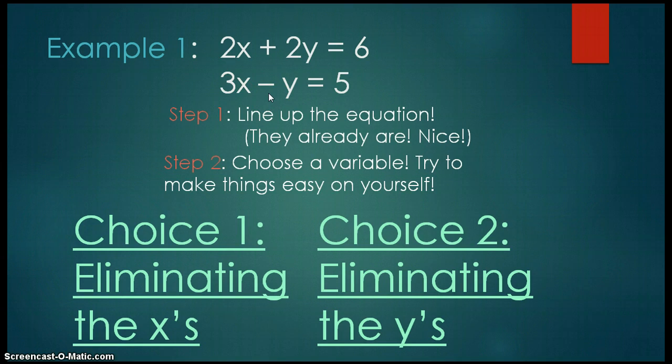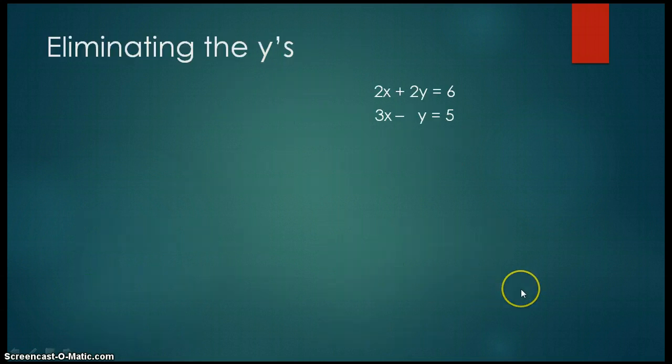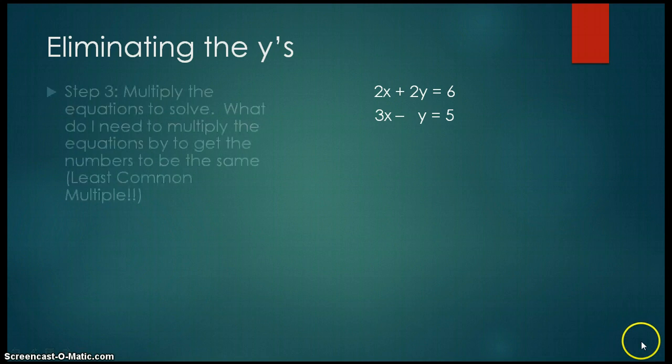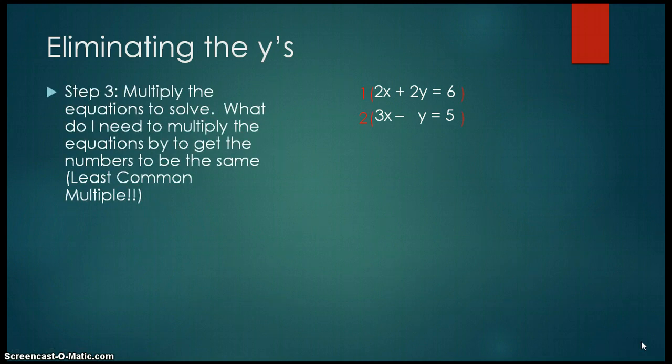In this case, it would be easiest to eliminate our y's because we have a 2 here and a 1. All we would have to do is multiply this 1 by 2 in order to get these to be the same. So in this case, we're going to go with our y's. When we're eliminating with the y's, again, we can multiply that top equation by 1 and the bottom equation by 2. When we multiply here, it's like we're distributing.